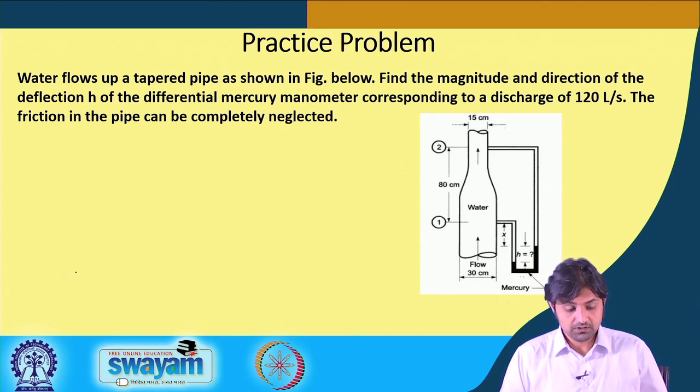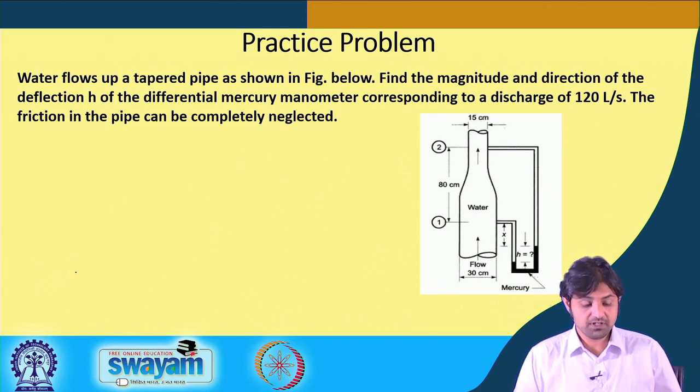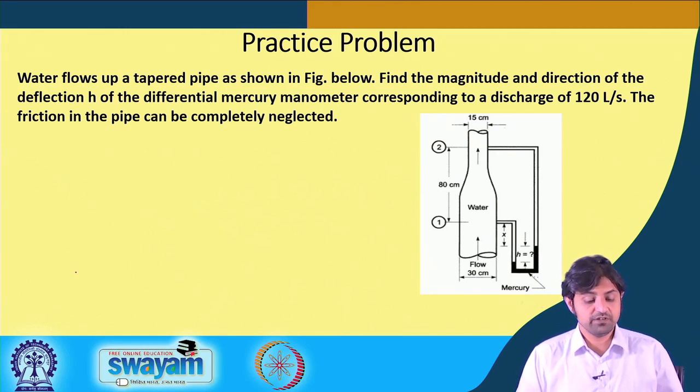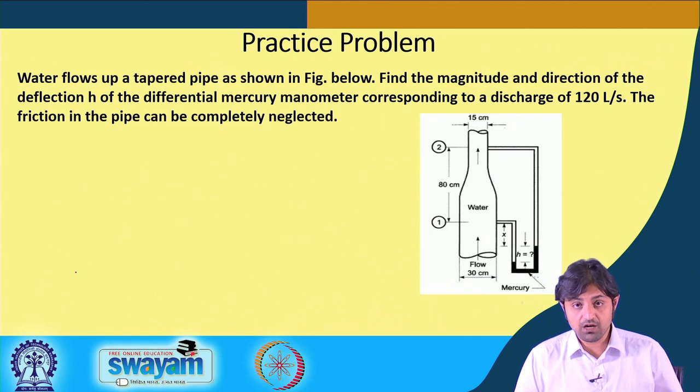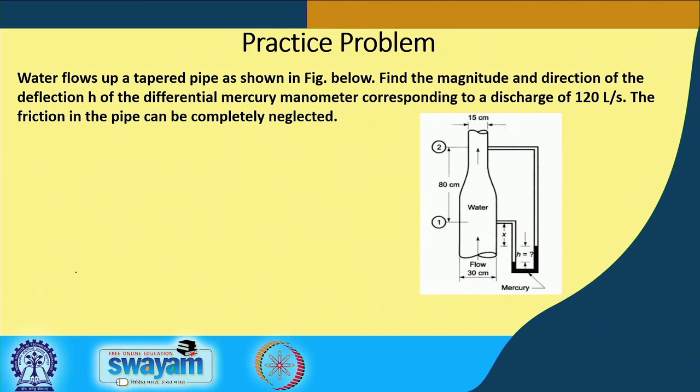So, this is the question: water flows up a tapered pipe as shown in the figure below. Find the magnitude and direction of the deflection H of the differential mercury manometer corresponding to a discharge of 120 liters per second. The friction in the pipe can be completely neglected. I think we should stop the class for today now and resume our next class by solving this practice problem. Thank you so much. See you next class.